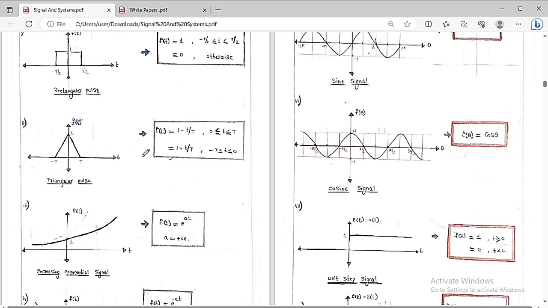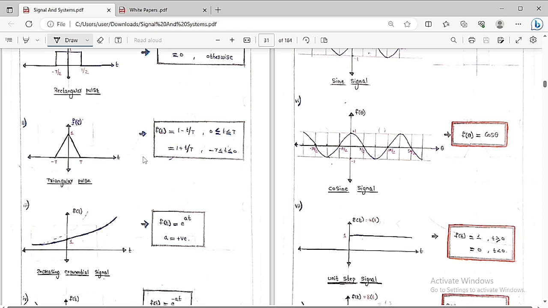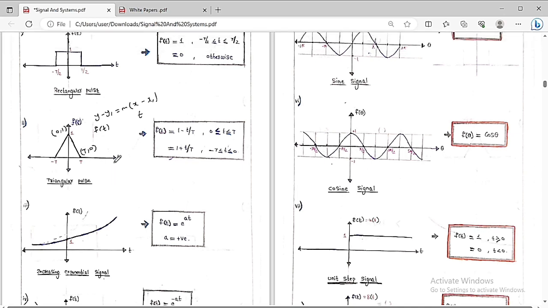Suppose you forgot the expression, you can get it easily. This point is nothing but (T, 0), and this is (0, 1). You know the formula, y - y1 = m(x - x1), where the slope m is (y2 - y1)/(x2 - x1). Here y is nothing but f(t), and x is t. The substitution is very simple, and we are going to get the expression.